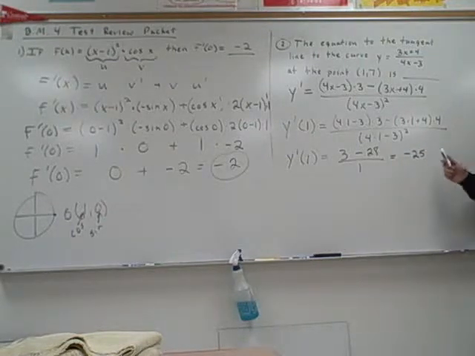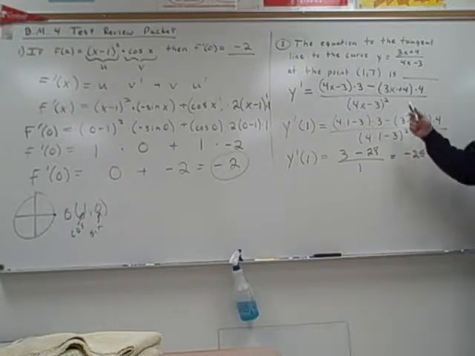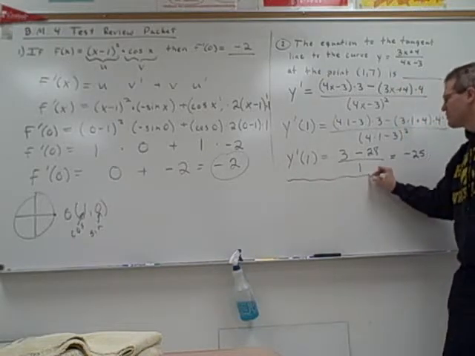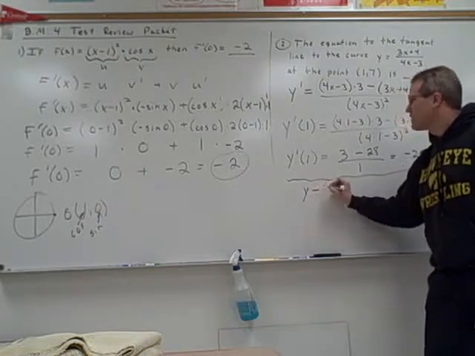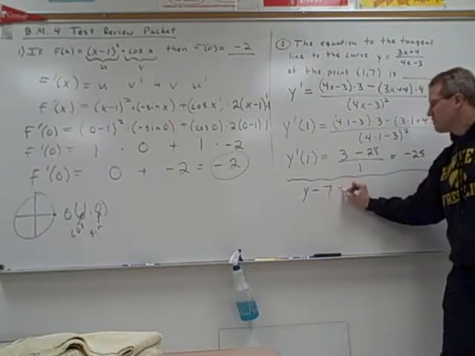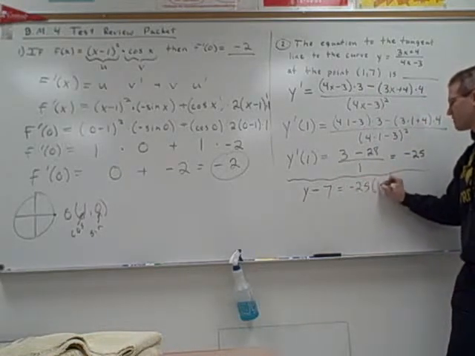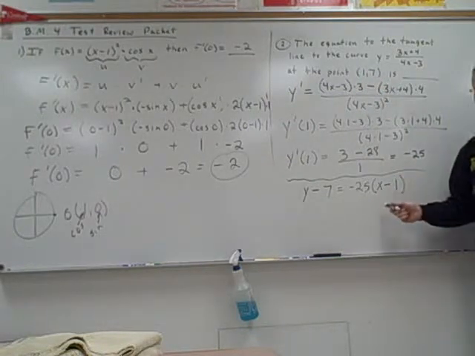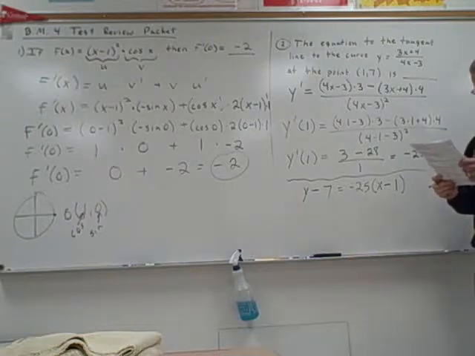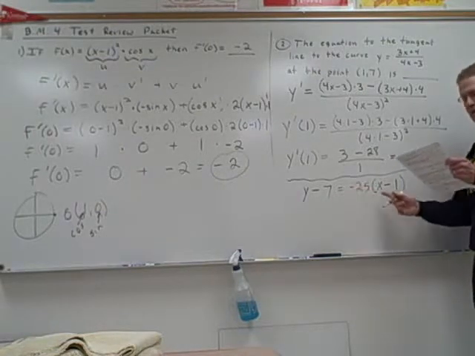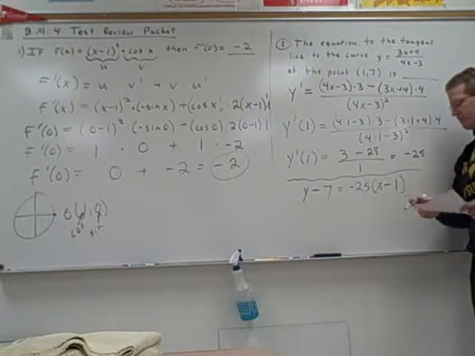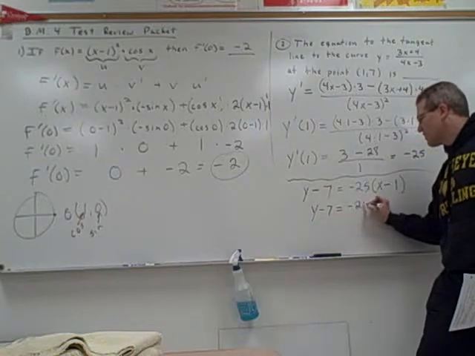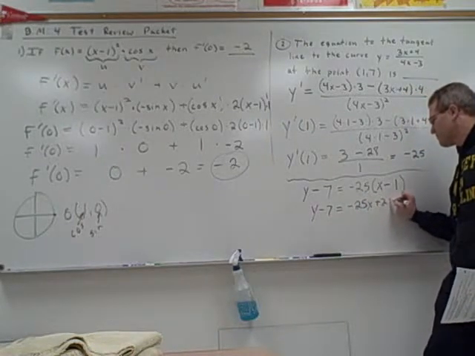So that's the slope of the tangent line. That's what the derivative gives us at the point 1, 7. Now to write my equation, I'm going to use point-slope form of a linear equation. I'm going to go y minus my y-coordinate, which is 7, equals my slope, which is negative 25, times x minus my x-coordinate, which is 1. That's my equation of my tangent line. But if I look at my choices, this is a multiple choice question, none of them look quite like that. What I need to do is distribute the negative 25 through, which would give me negative 25x plus 25.